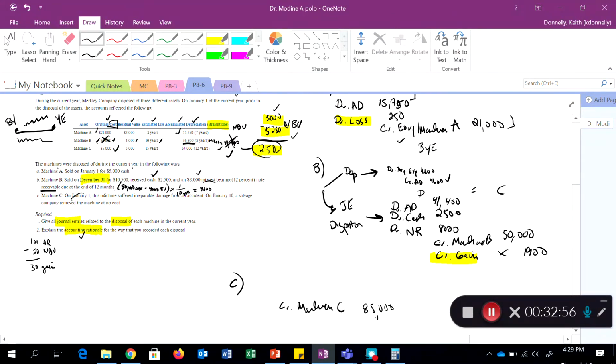In this case, our accumulated depreciation is 64,000. That's a credit balance. To get rid of a credit, we have to debit it. Debit AD for 64,000. We didn't sell it for anything, so we don't have proceeds type items. But we do know that our debits have to equal our credits, so what this essentially means is we suffered a loss of 21,000. So that was A, B, and C.